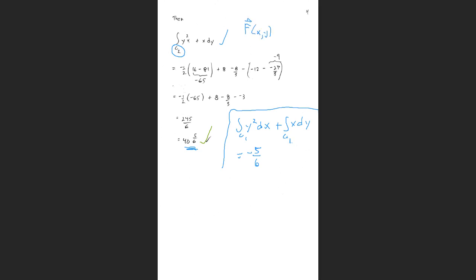this vector field. First component is the y², and now hold on here, I want to have a dx here, right? That should be a dx, right? First component's the y² that goes with the dx. The second component of the vector field is the x.